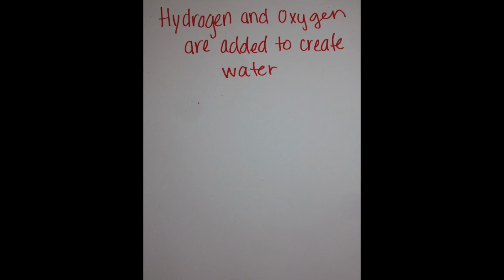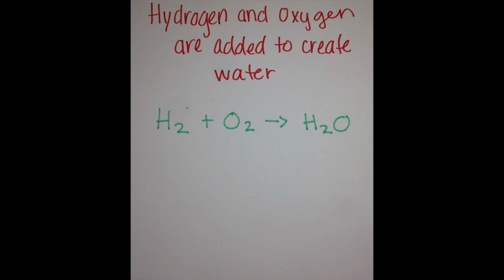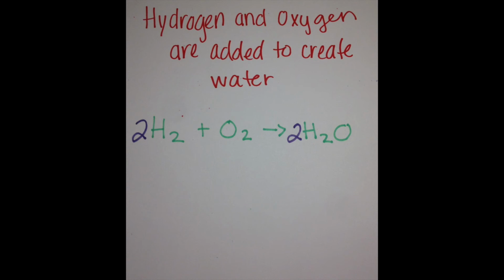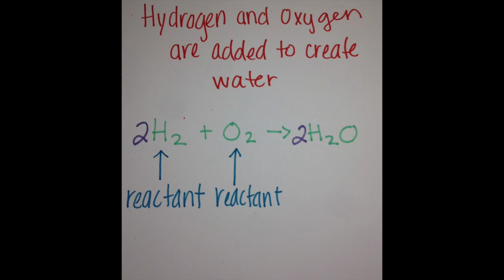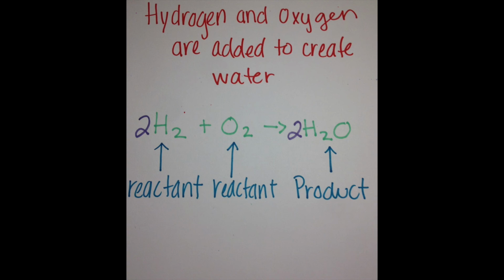In order to get water, we must first write a reaction. H2 plus O2 equals water. In order to balance it, you would have to add a 2 in front of H2 and H2O, in which the reactants are 2H2 and O2, and then the product would be 2H2O.